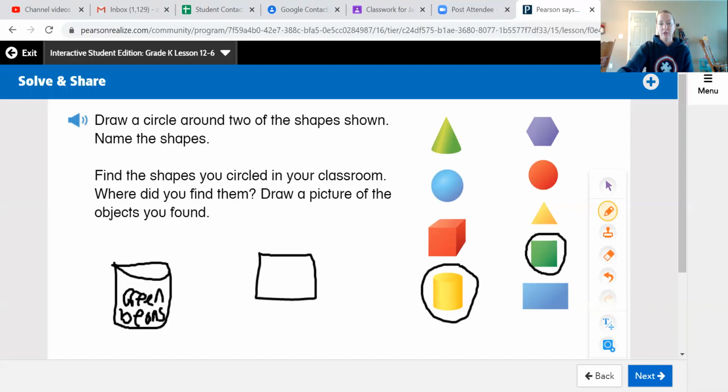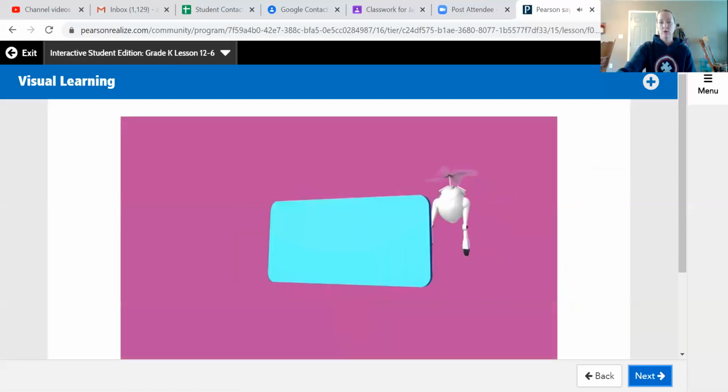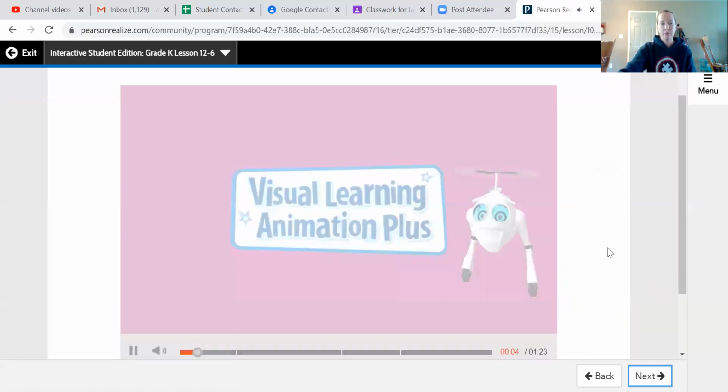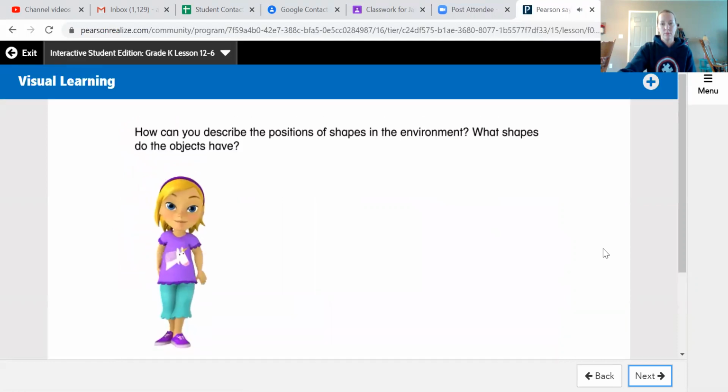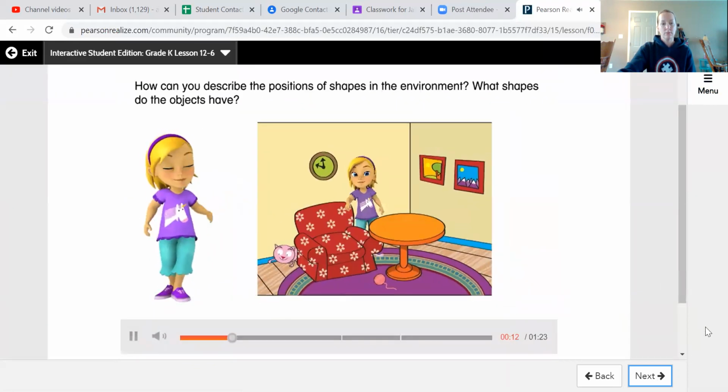All right, when you are finished, go ahead and flip your paper. You're going to go ahead and watch the video. How can you describe the positions of shapes in the environment? Let's find out. What shapes do the objects have?